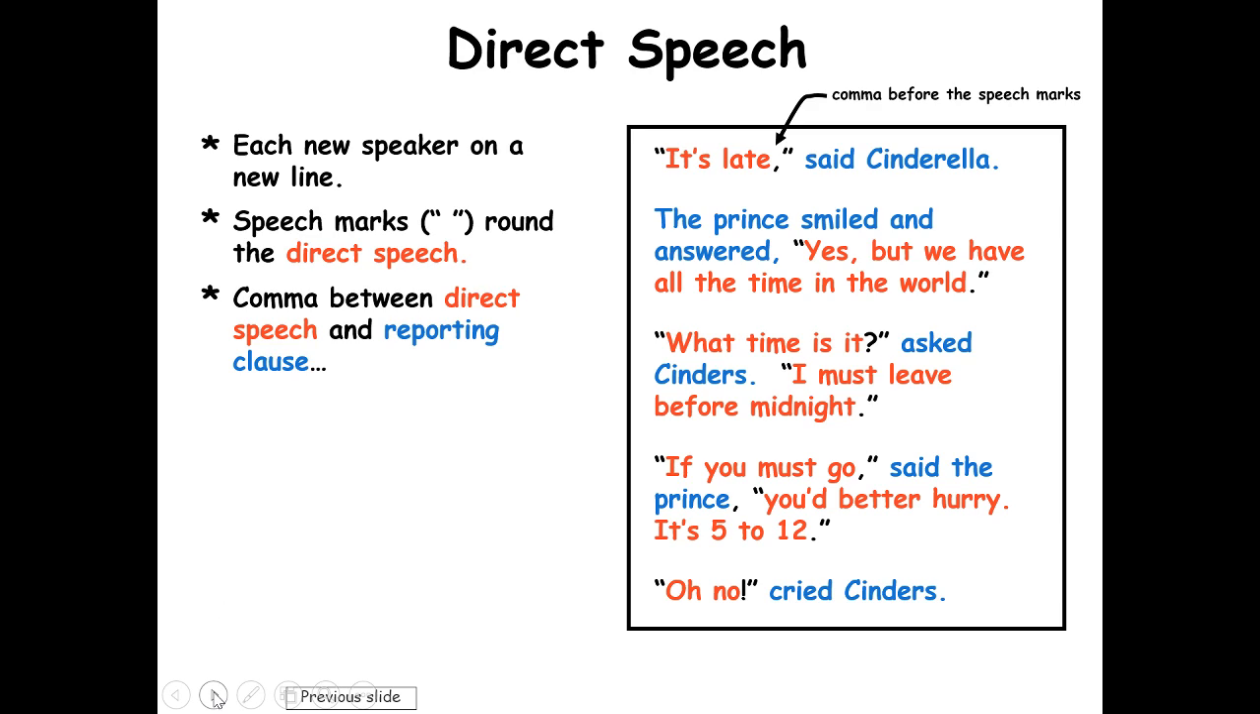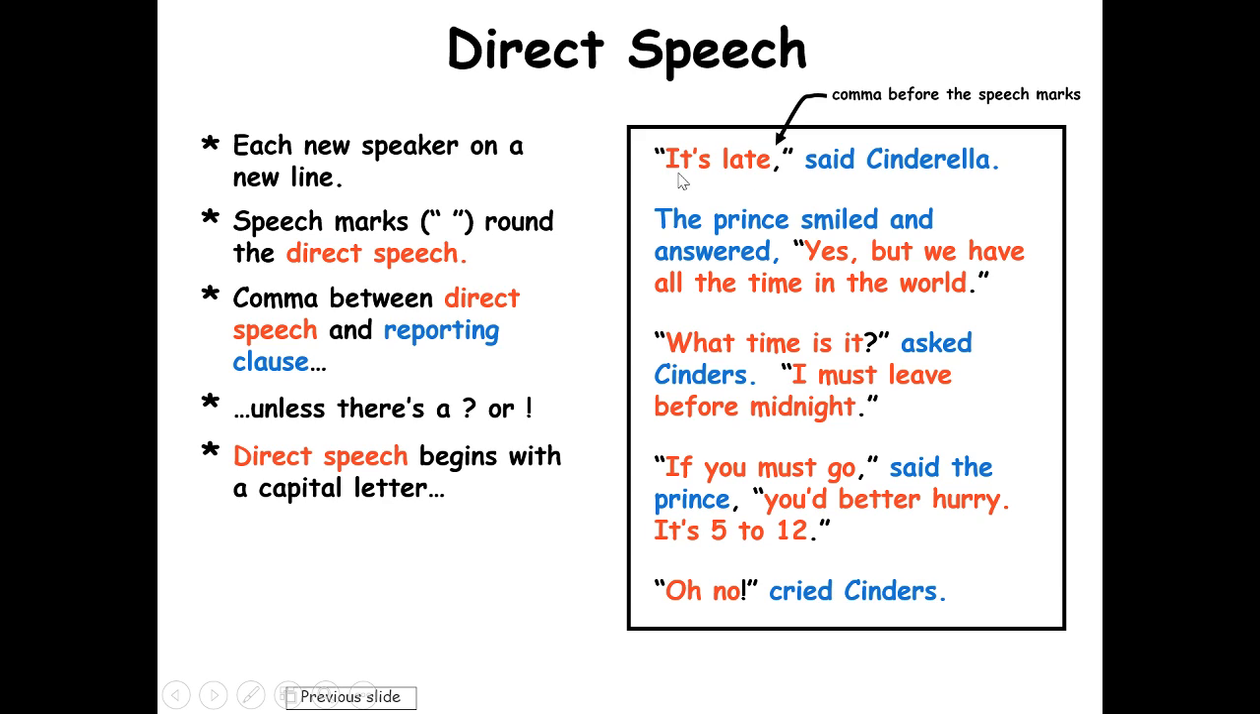Comma between direct speech and reporting clause, unless there is a question mark. Here you can see in the example, "It's late." This is in red. You can see the direct speech, and it ends with a comma, followed by a simple letter, and then the sentence is ended with a full stop.